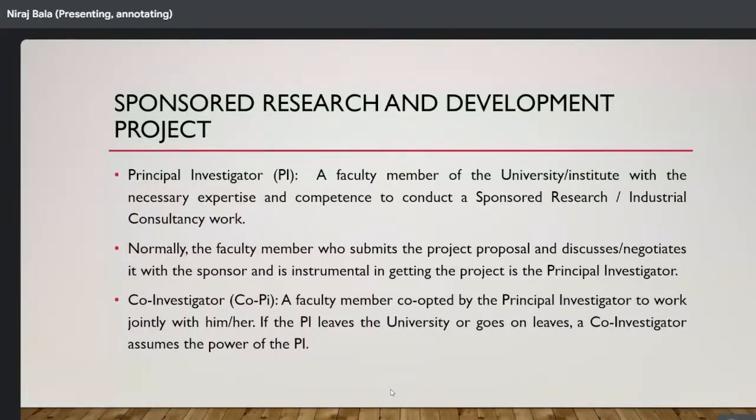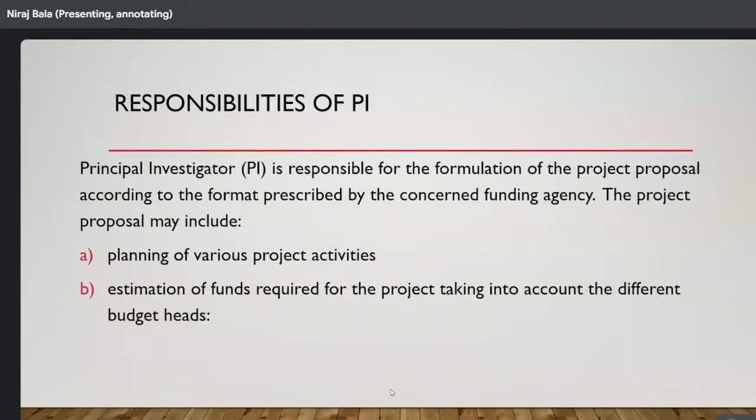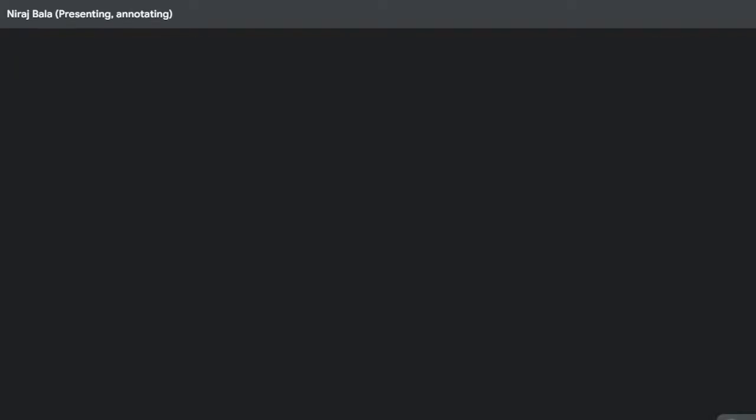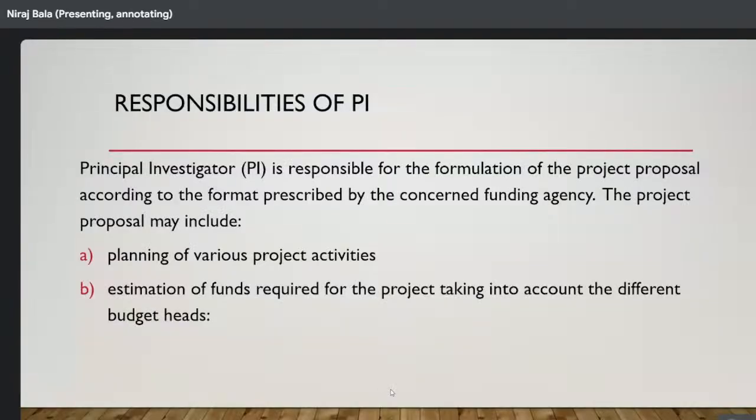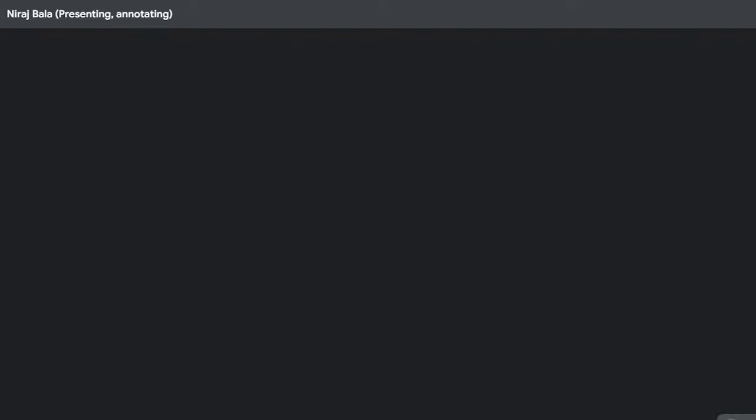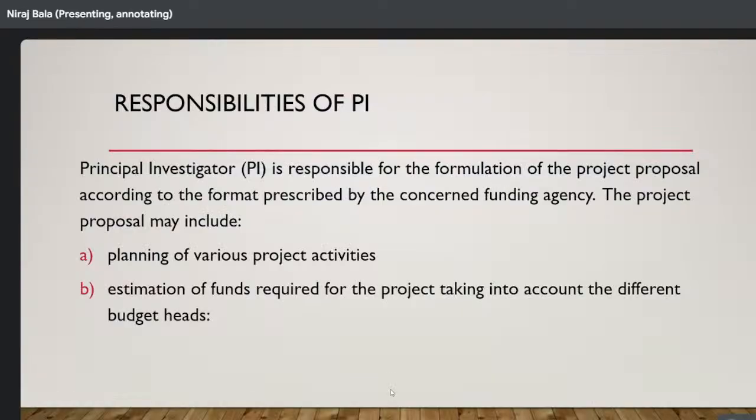but depending upon the type of project, we can have more than one co-PI also. Then the principal investigator is responsible for the formulation of the project proposal according to the format prescribed by that agency. But I will tell you that the basic headings are almost the same in all the funding agencies. So this actually includes planning of various project activities. In the first slide, I told you time bound. So you will have to give the schedule in how much time you will complete the project. Mostly when you apply for research projects, they span a time period of 3 years.